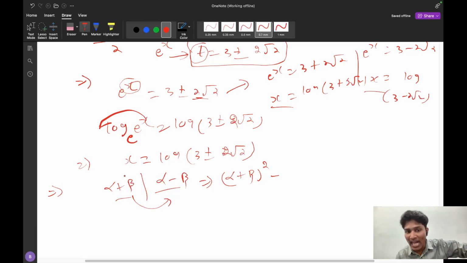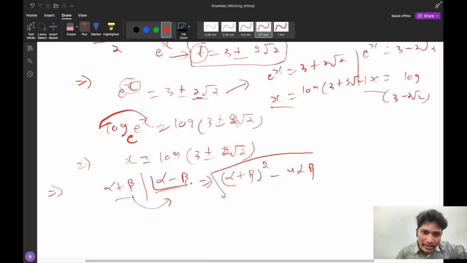Yes, I have to create alpha minus beta using alpha plus beta. So if I open alpha plus beta whole square, it is alpha square plus beta square plus 2 alpha beta. In order to subtract 2 alpha beta, I will add a minus 2 alpha beta. Now the expression becomes alpha square plus beta square. But we have to get alpha minus beta. So I should not subtract just 2 alpha beta. I have to subtract 4 alpha beta. And I have to take under root also.